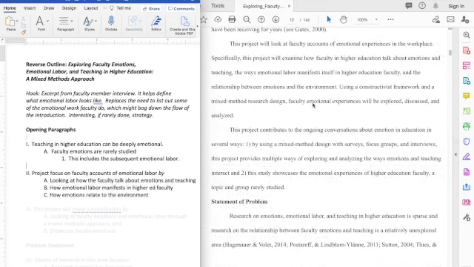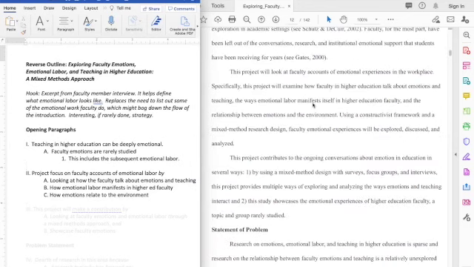Let's take a look at paragraph 2 and see how it relates to paragraph number 1. This project will look at faculty accounts of emotional experiences in the workplace. Specifically, this project will examine how faculty in higher education talk about emotions in teaching, the way emotional labor manifests itself in higher education faculty, and the relationships between emotions and the environment. Using a constructivist framework and a mixed methods research design, faculty emotion experiences will be explored, discussed, and analyzed.